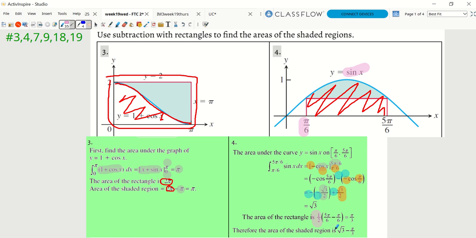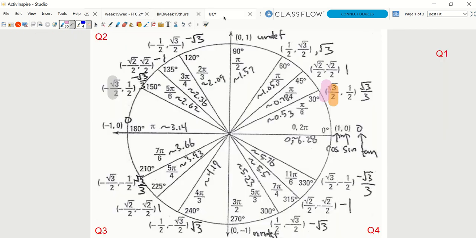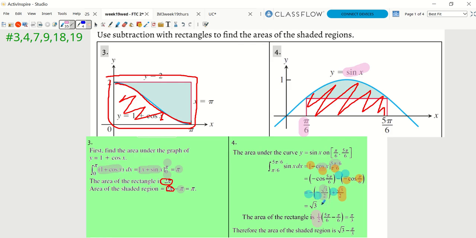No, hold up. Oh, sorry, sine of pi over 6. I did cosine. So that's 1 over 2. That's where they got 1 over 2. You simplify it, you get pi over 3. And we do root 3 minus pi over 3 because we're doing the red zigzag zone minus the rectangle, which is pi over 3. So the red zigzag zone is root 3. The white rectangle is pi over 3.